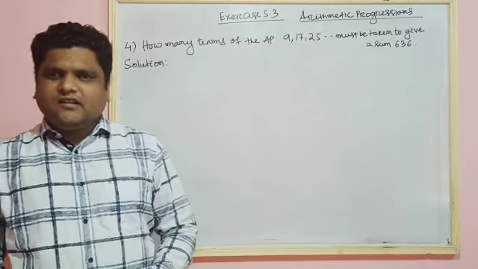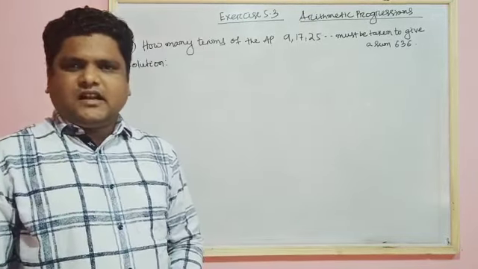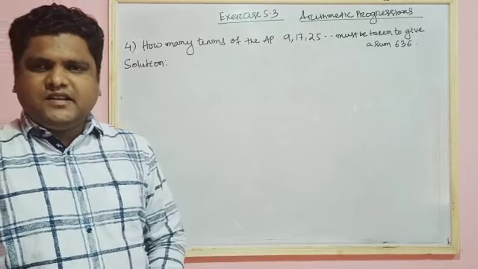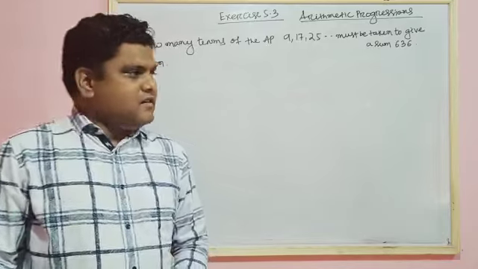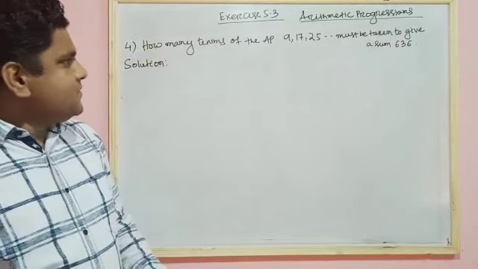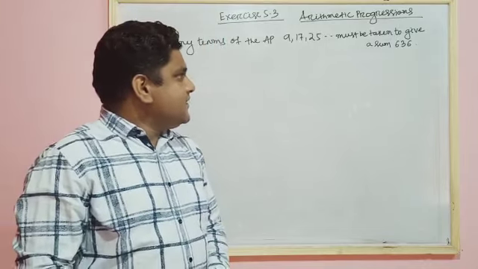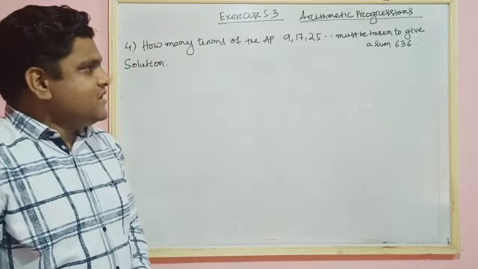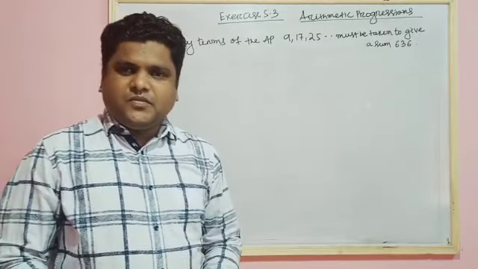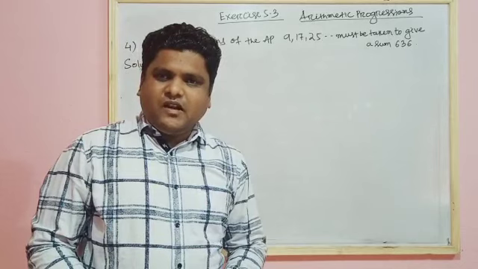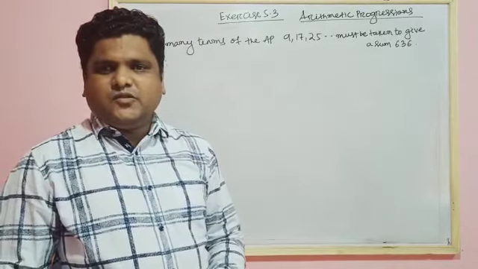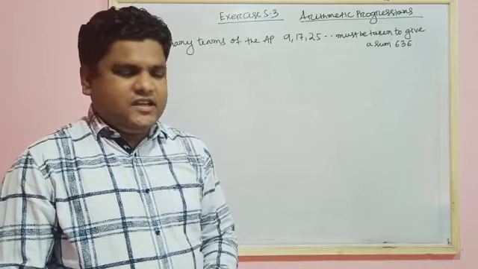Everything you can get here according to the new syllabus for the academic year 2020-21. The fifth chapter for class 10 is arithmetic progressions. Here, example 5.3, number 4: how many terms of the AP 9, 17, 25 must be taken to give a sum 636? For this purpose, only one formula will be used. It is Sn equal to n by 2 into (2a plus (n minus 1) into d).